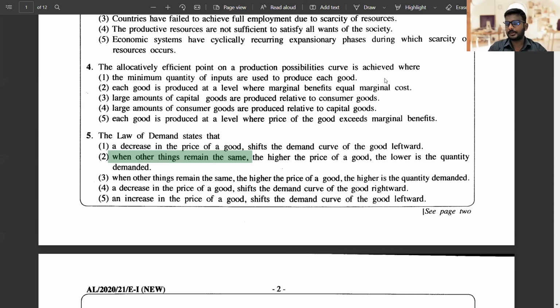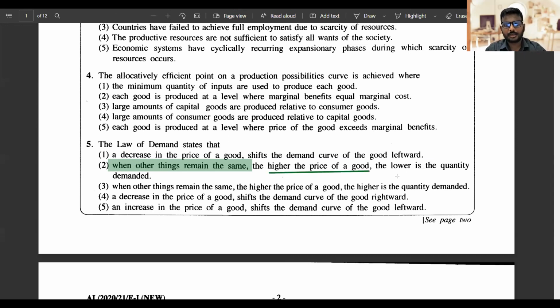If other factors are remaining constant, higher the price of good, lower the quantity demanded. So that's pretty much what the demand law says. You look at the third answer, it says the opposite. When other things remain constant, higher the price, higher the quantity demanded.